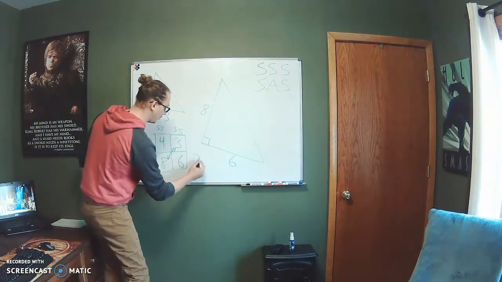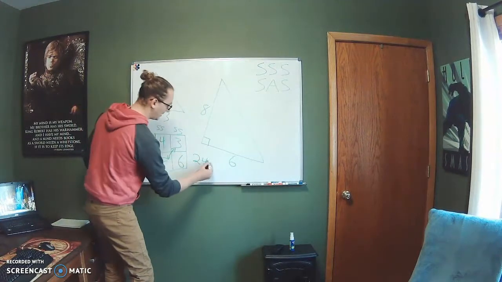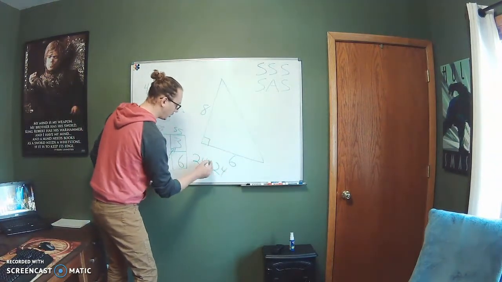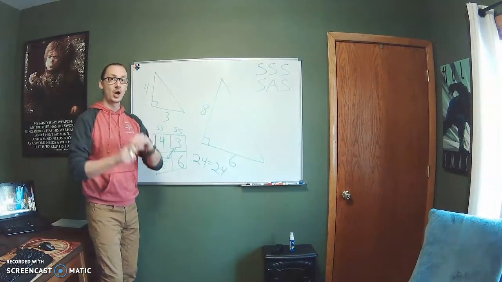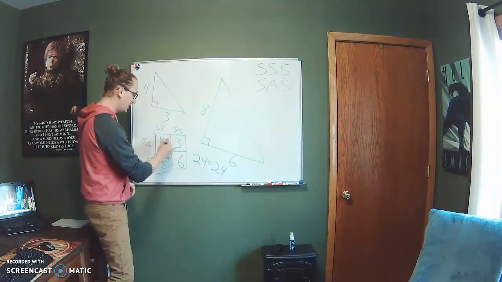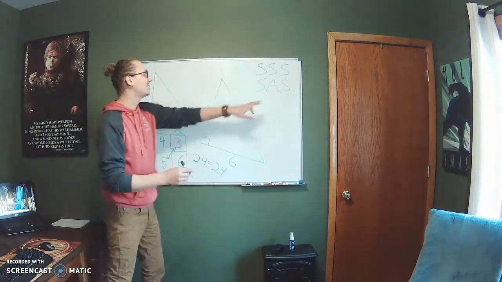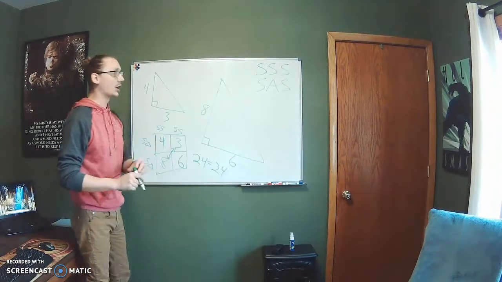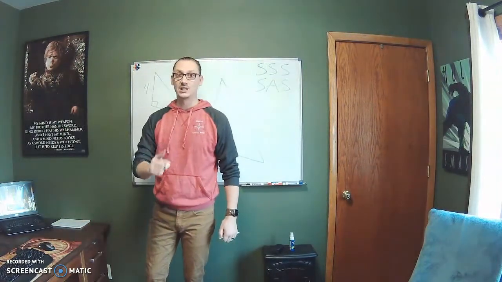So 3 times 8 is 24. 4 times 6 is also 24. Because those two are equal, that means that everything is in the same ratio. So side-angle-side then works. Angles are still going to be congruent.